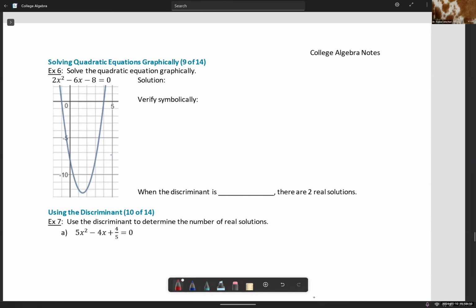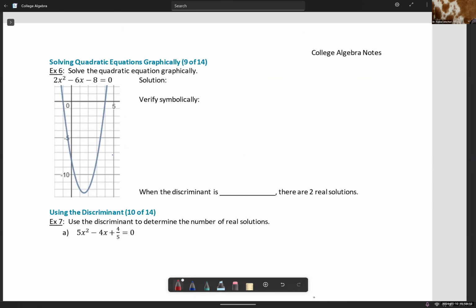And last but not least, you graph the function, and then you graph the right-hand side, which is just y equals 0, and they cross twice. What does that mean? Two real solutions.